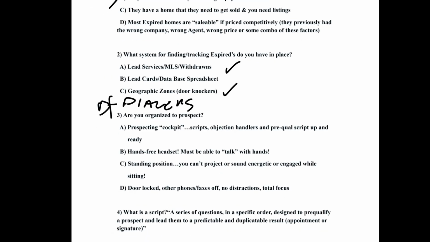Where you've got your lead services and things like that, door knocking, and then you also have, and we added in there as well, dialers, right? The dialers that you could use. There it is, boom. Now, then you want to ask yourself some questions. So, are you organized to prospect?